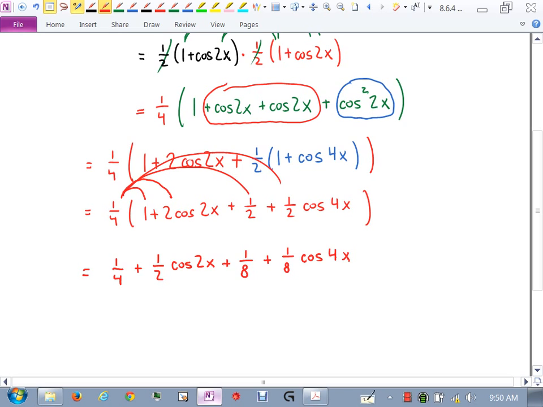There's one more thing I could do here. Do y'all see it? Those are like terms. 1/4 plus 1/8 is 3/8. So we are done at this point. 3/8 plus 1/2 cosine 2x plus 1/8 cosine 4x.